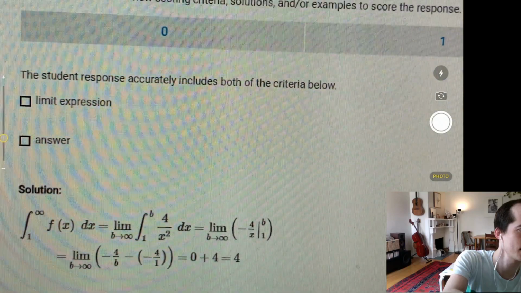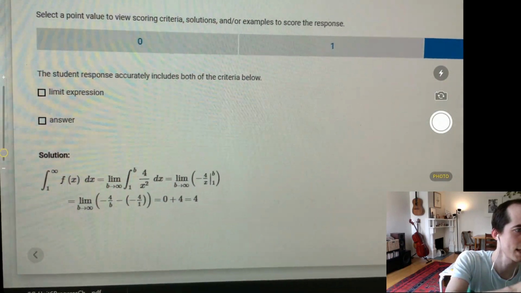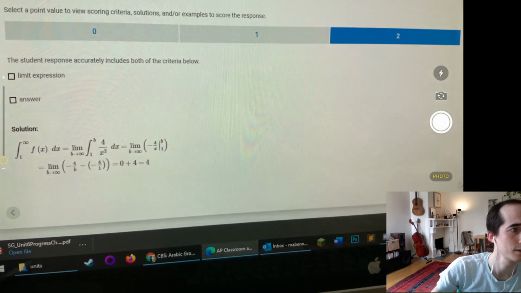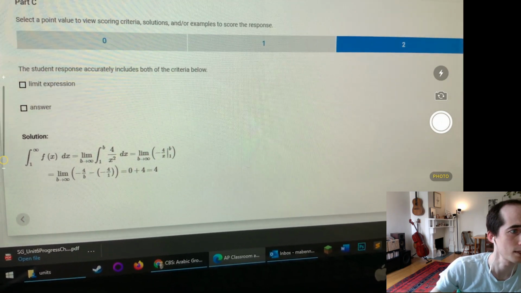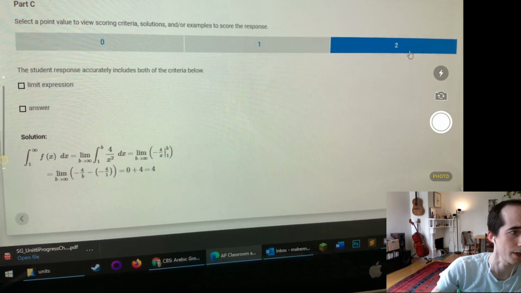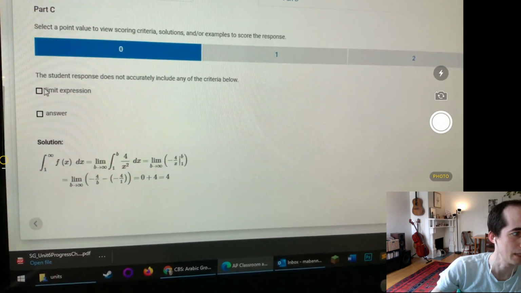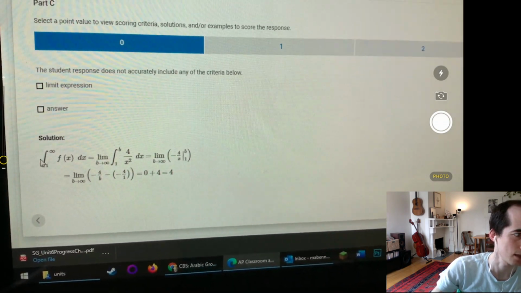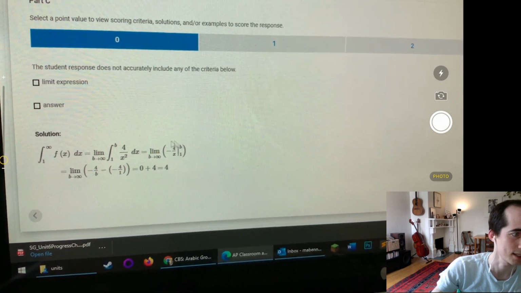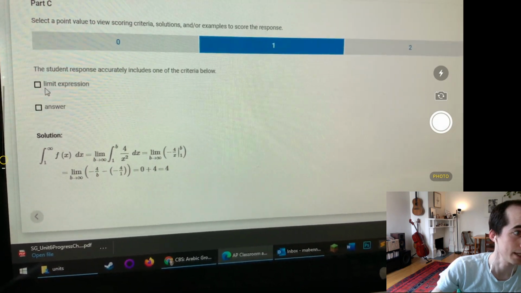So this is what they want you to write, and this is how it's marked. You can either have 0 points, 1 point, or 2 points. 0 points means that the student did not write a limit expression. So recognizing that this is in fact a limit and writing this is where you would get 1 mark, if you were to write the limit expression.